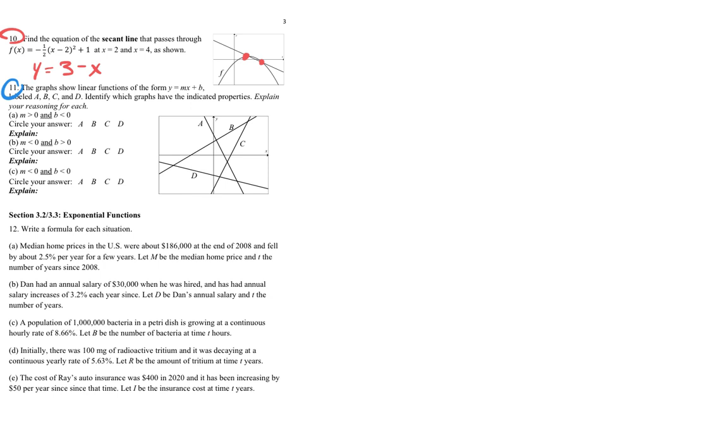Okay, so I'm going to be working on number 11 here. The graphs show linear functions in the form y equals mx plus b, labeled A, B, C, and D. Identify which graphs have the indicated properties and explain your reasoning for each. So m is greater than 0, so that means we have a positive slope. If m is greater than 0, we should expect to have a line kind of like this here.